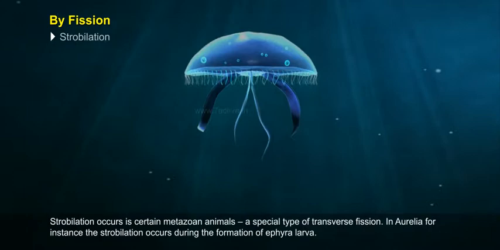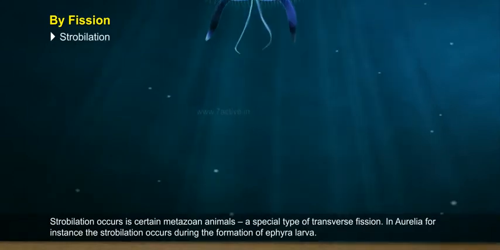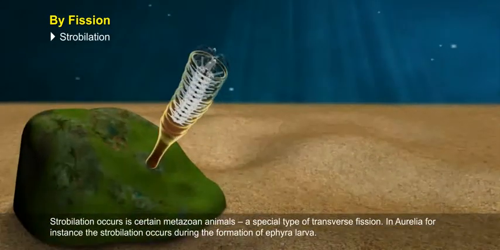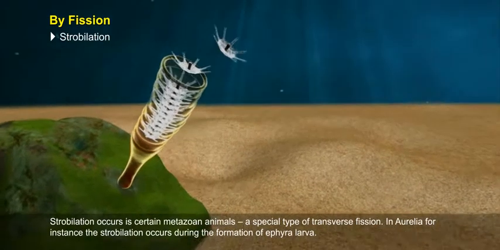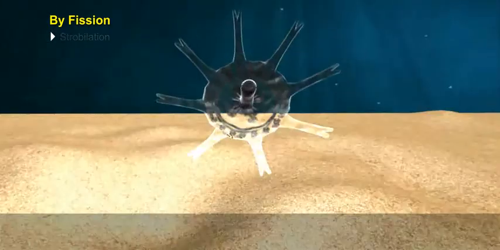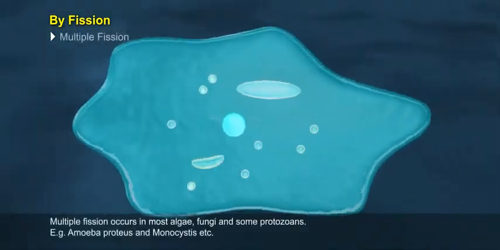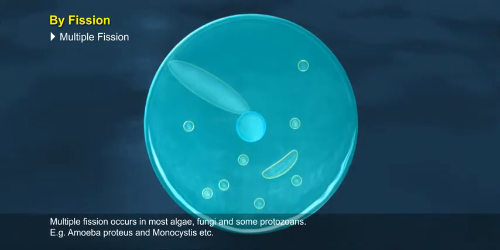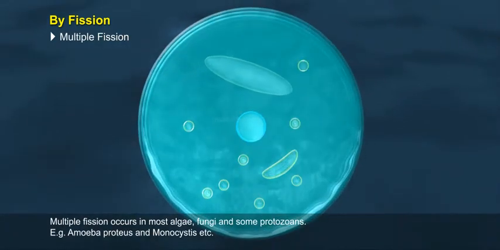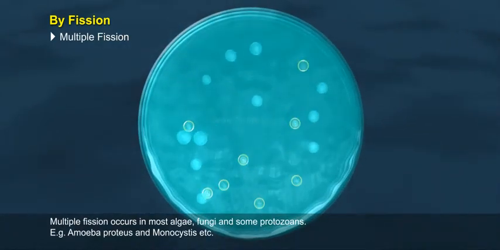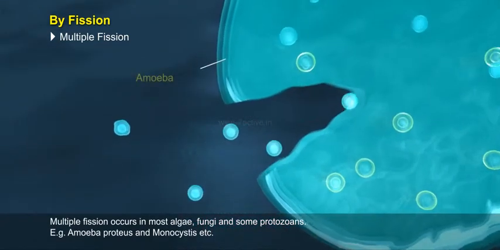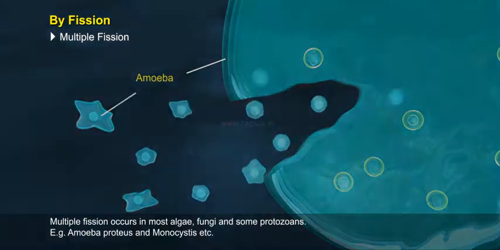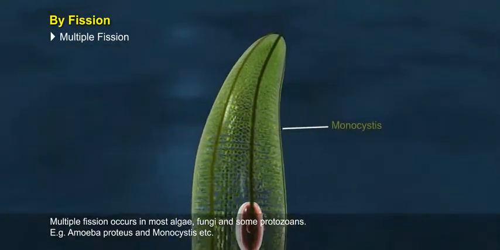Strobilation occurs in certain metazoan animals, a special type of transverse fission. In Aurelia, for instance, strobilation occurs during the formation of ephyra larvae. Multiple fission occurs in most algae, fungi, and some protozoans. Examples: Amoeba proteus and monocystis, etc.